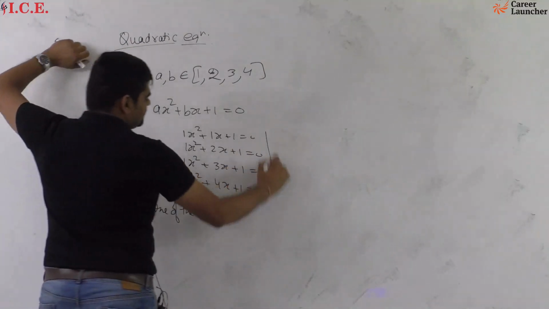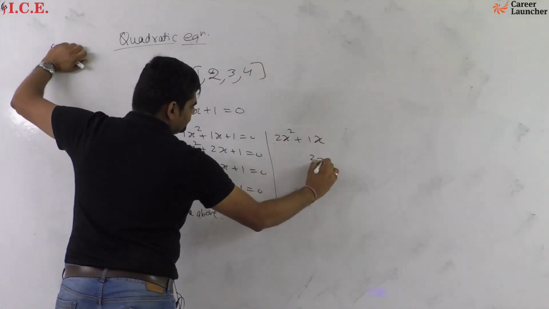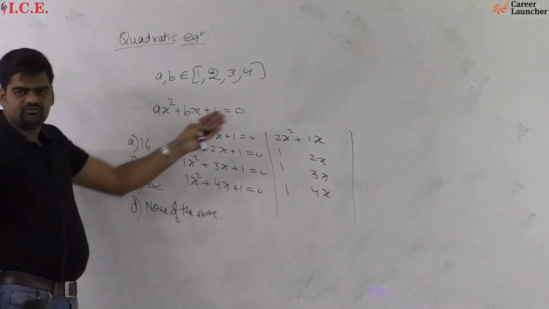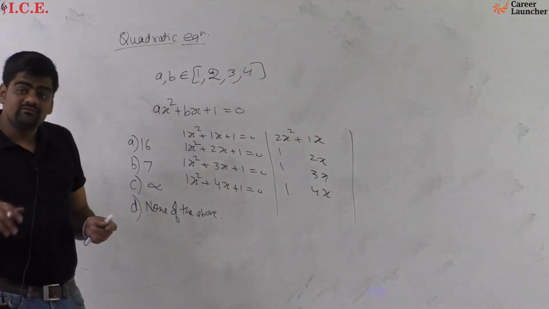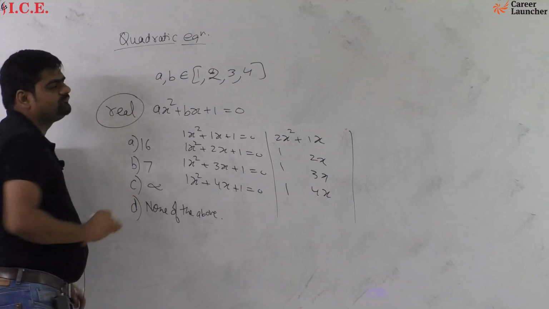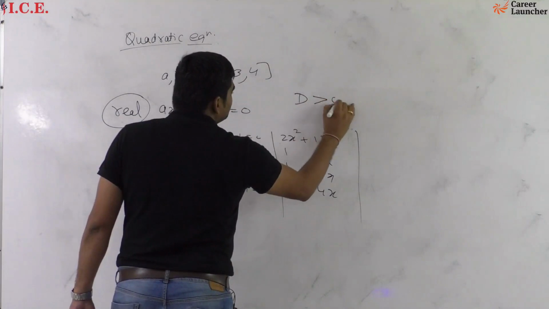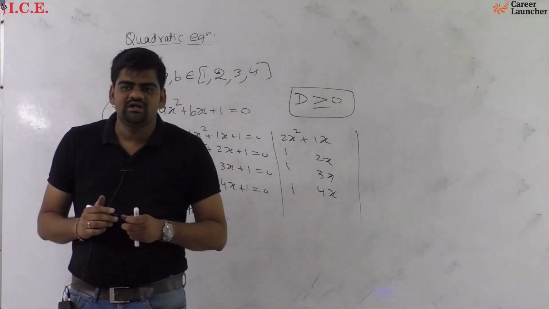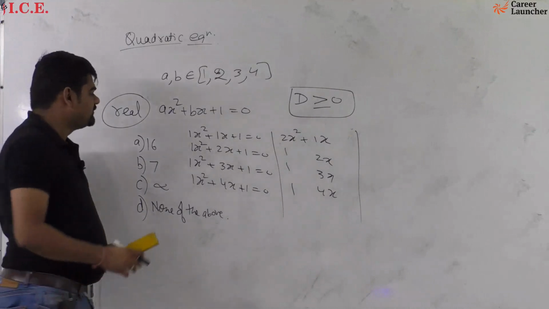Similarly, I can also form equations with a equal to 2 and b equal to 1, 2, 3, 4. Then a equal to 3, a equal to 4. So can I say 4, 4, 4, 4? There can be 16, right? But there is one more important condition which is set, that these equations have to be real. And for real, what is the condition? That the discriminant should be not only greater than but equal to 0. Equal to also is absolutely correct, it is acceptable.